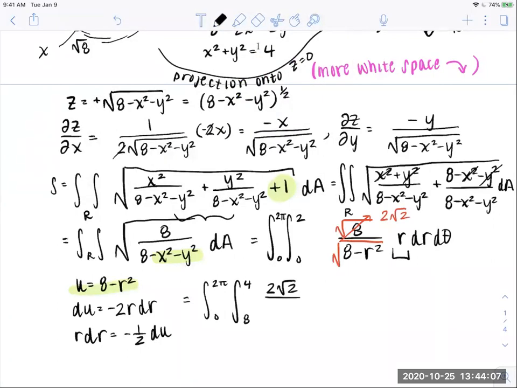And then I had my square root of 8 minus r squared, which becomes a square root of u. And my r dr became a negative 1/2 du, and then d theta. So I'm going to cancel my 2's on top and bottom. I'm going to rewrite this as the integral from 0 to 2 pi, integral from 8 to 4 of negative square root of 2 u to the negative 1/2 power.